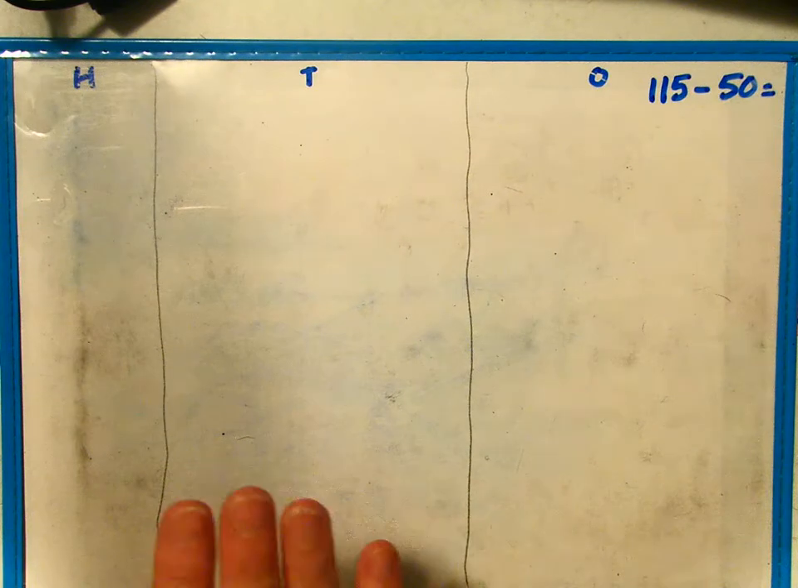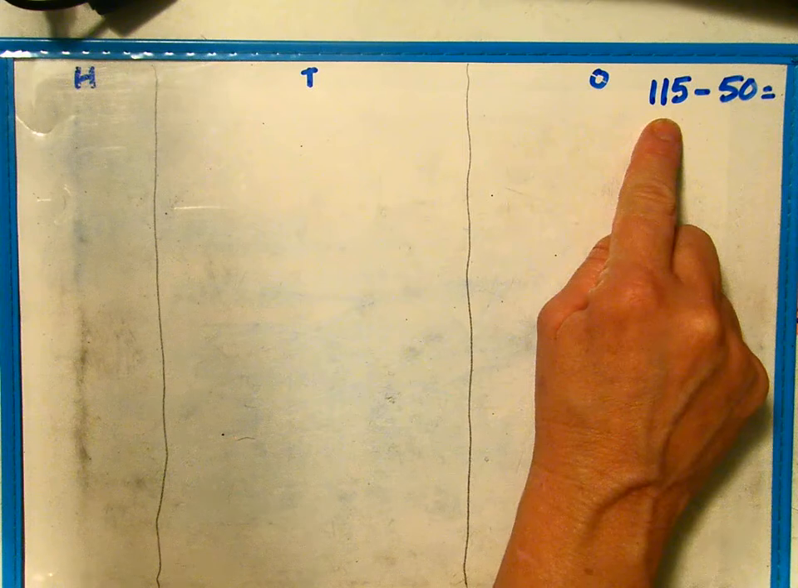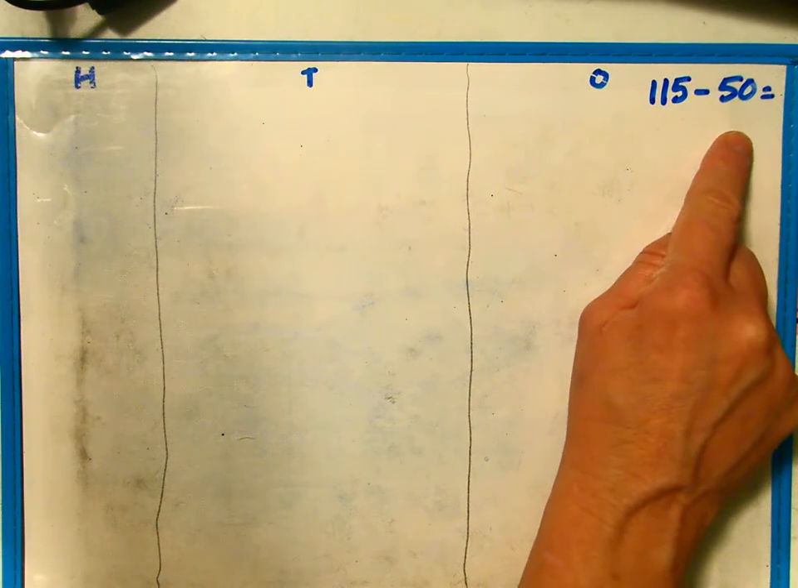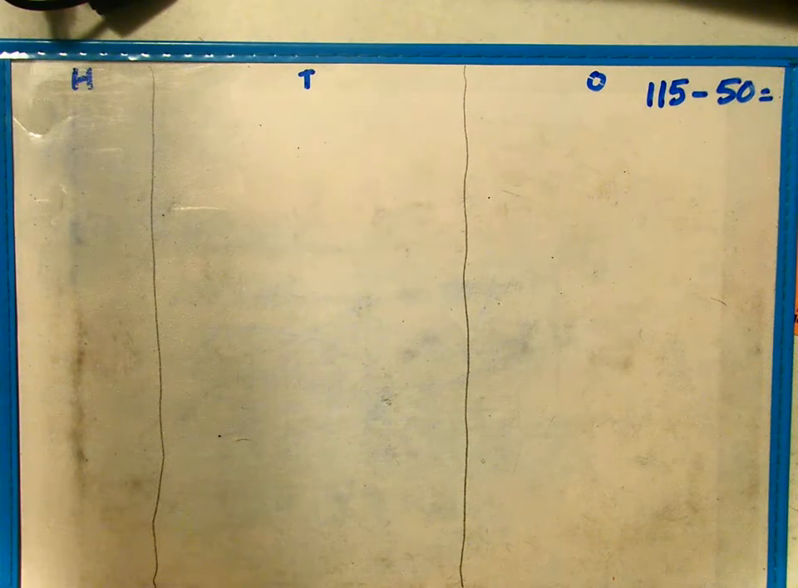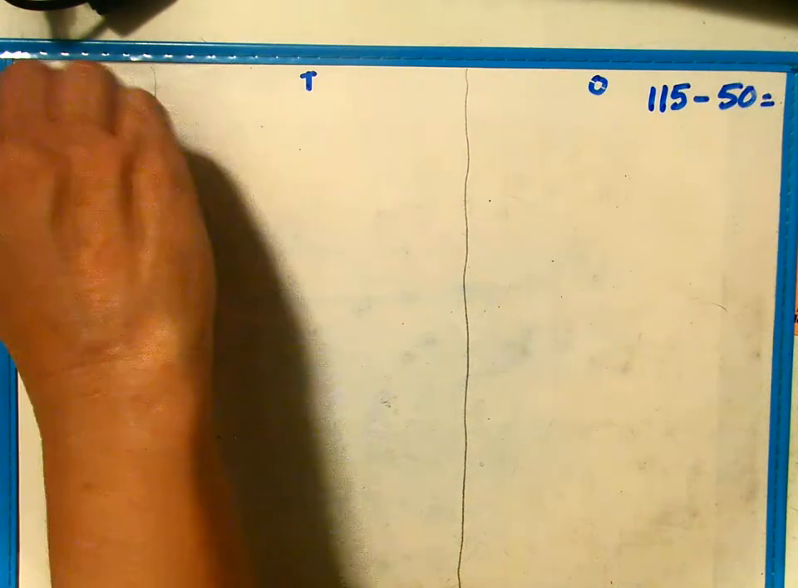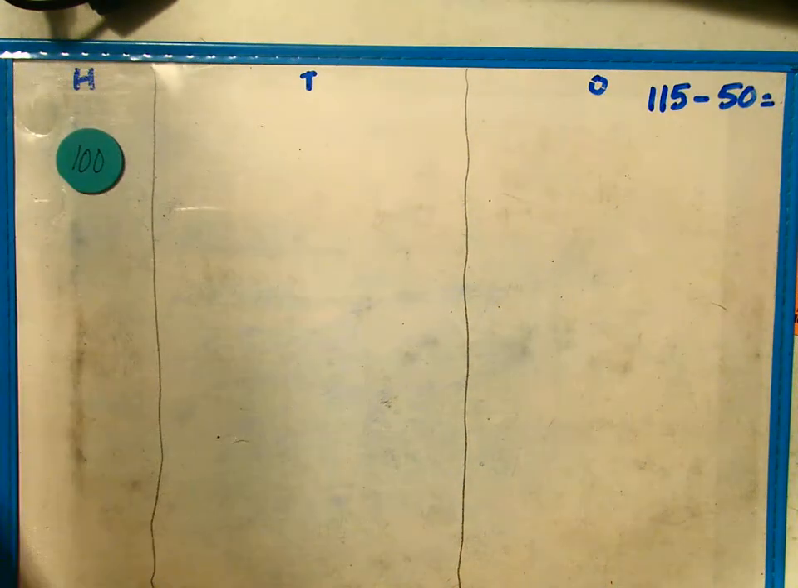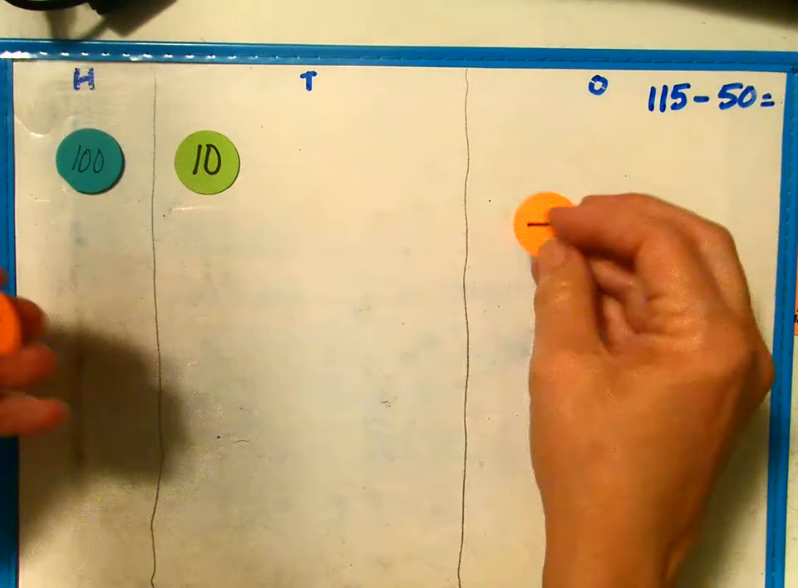Remember, with subtraction, we are only representing the whole. We're not representing both numbers, because we need to start with the whole and then take some away. We're not putting in more. So we are only going to represent 115. That's 100, 110, and then we need 5 ones.